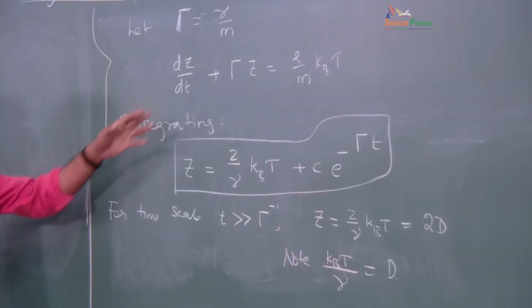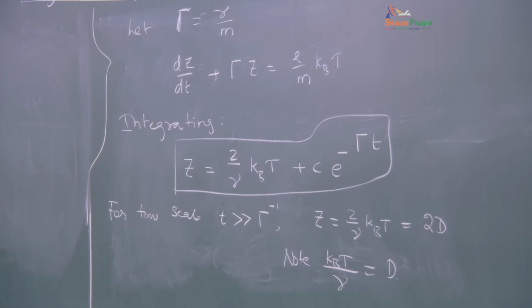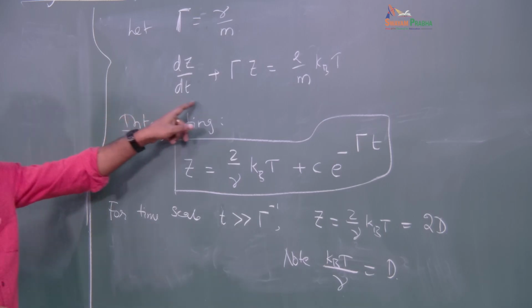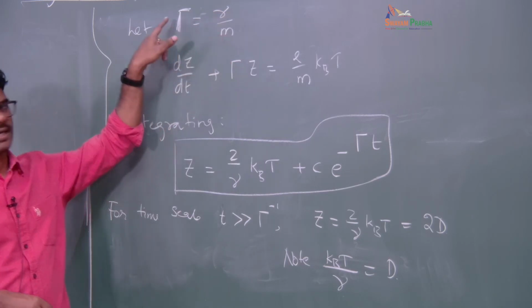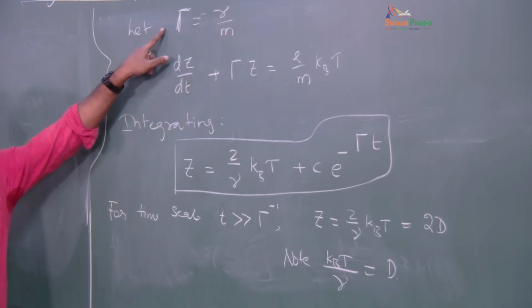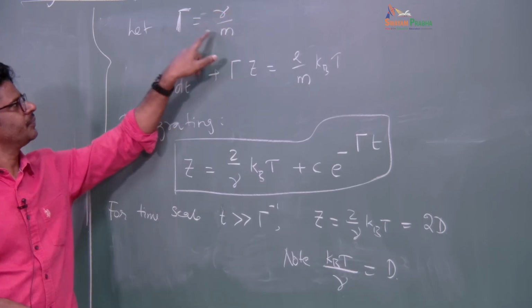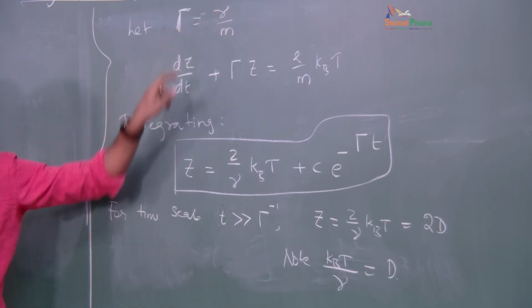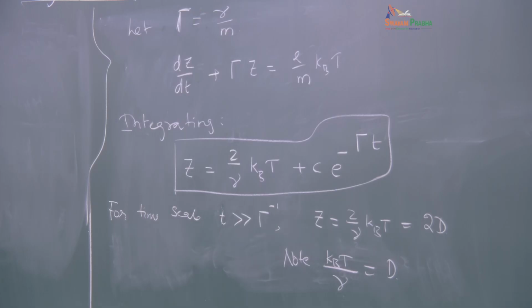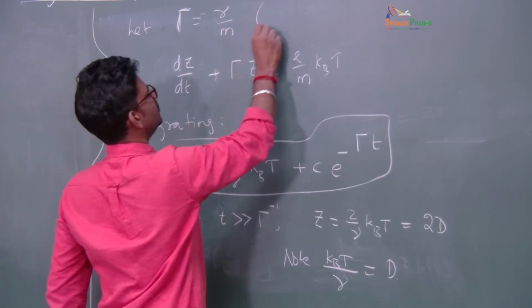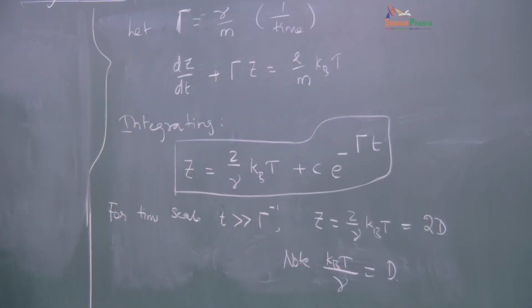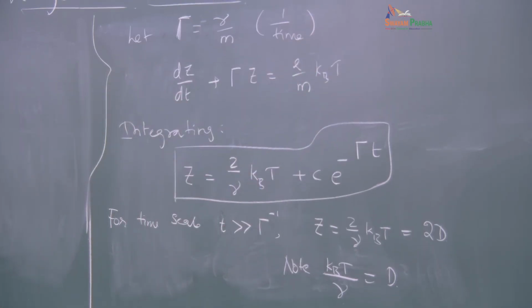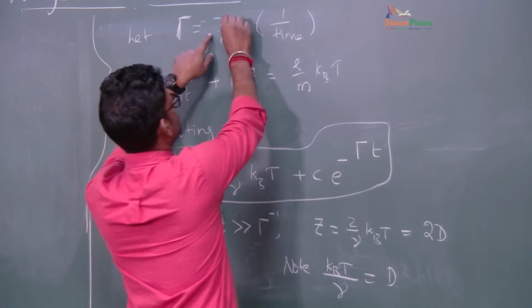So the first order differential equation with respect to the mean square is written here. I have also introduced the terminology gamma by m as the capital gamma. This is because gamma by m will be in units of time inverse. It gives a characteristic time. So this will be 1 over time, and gamma here is the drag coefficient like we mentioned before.